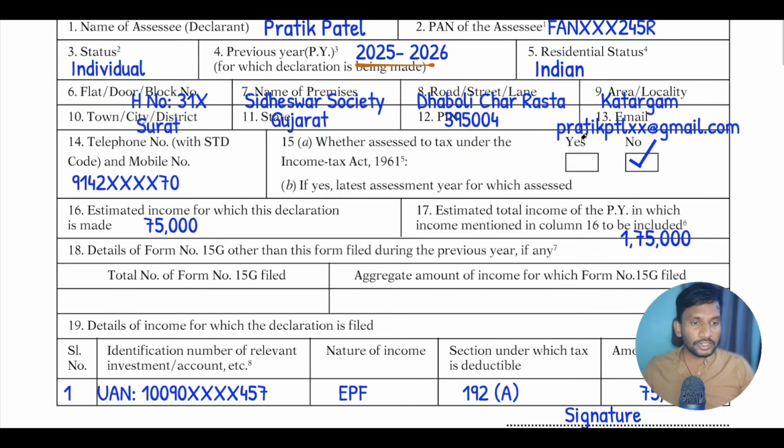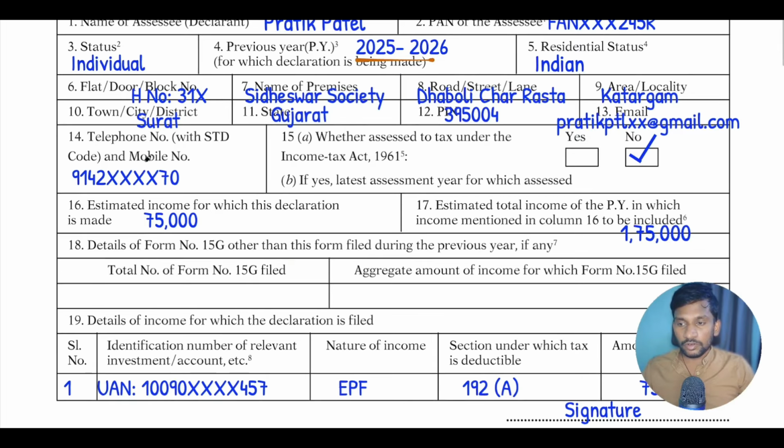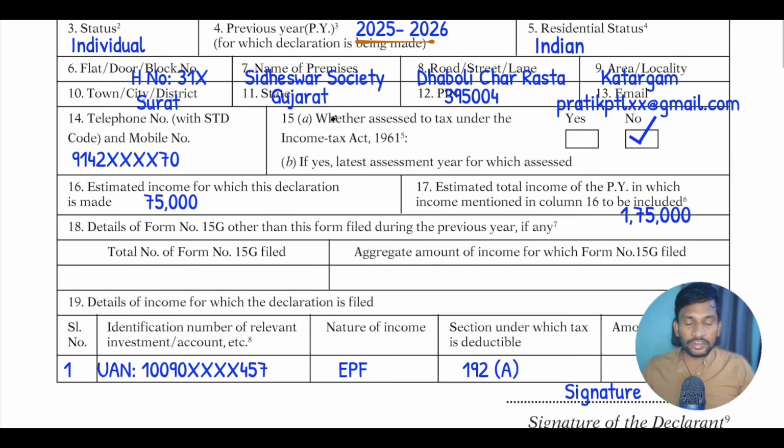In field number 13, write your email ID. In field number 14, write your mobile number. In field number 15, if you have filed your income tax returns, then tick yes, otherwise tick no. If you tick yes, then mention the assessment year for which you have filed the ITR.